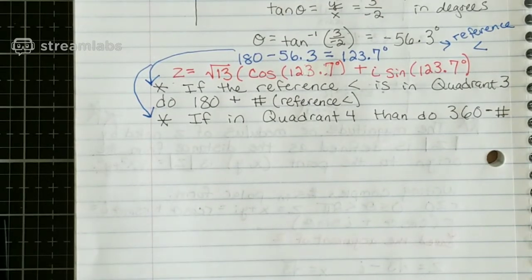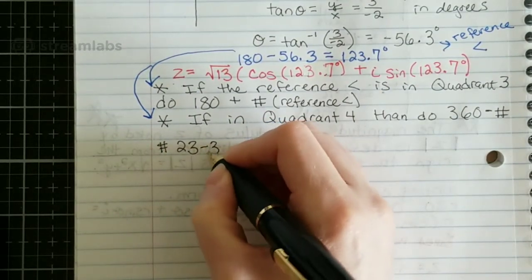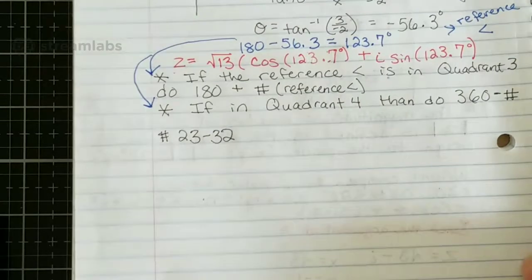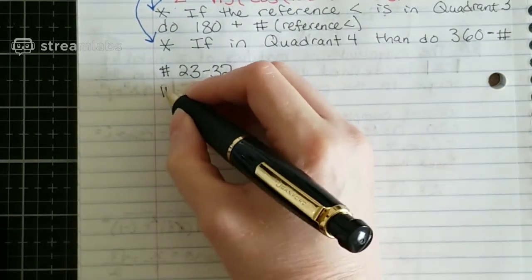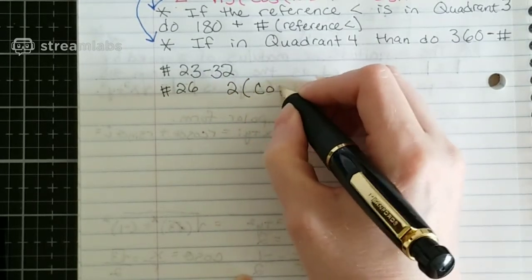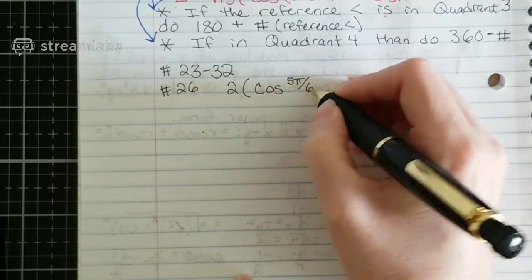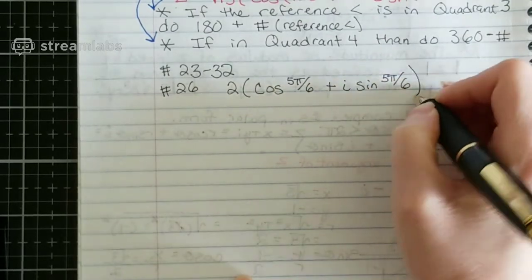Okay, the next one that we're going to do is 26. So this is going to help you for 23 to 32. It says plot the point and write the equation in rectangular form. So basically they're giving it to you backwards. This one is number 26: 2 cos 5 pi over 6 plus i sine 5 pi over 6.